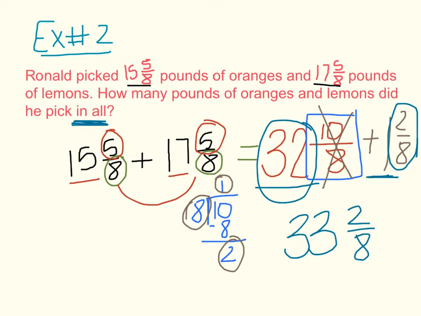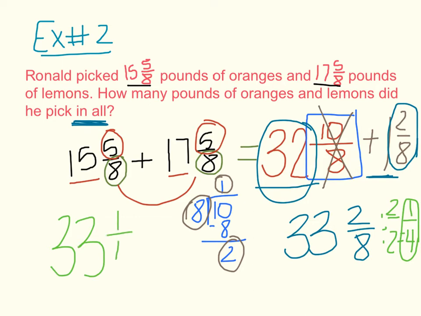But I have one last step. I know 2 and 8 can both be divided by 2. I have to simplify. 2 divided by 2 is 1, and 8 divided by 2 is 4. So my answer is 33 1/4.